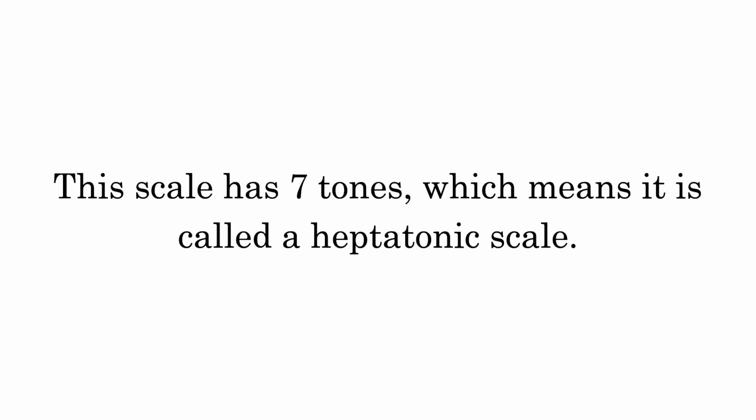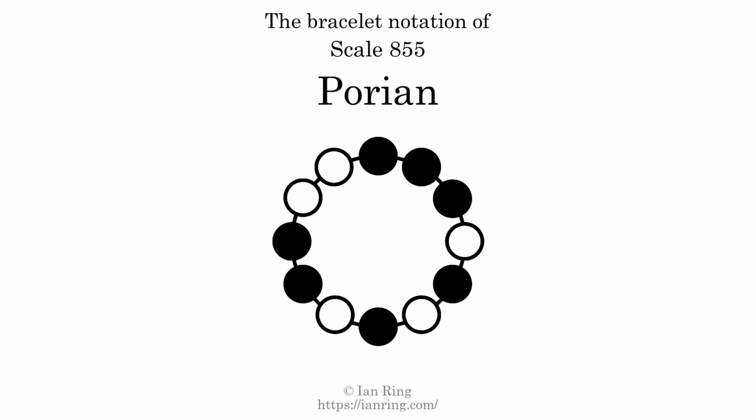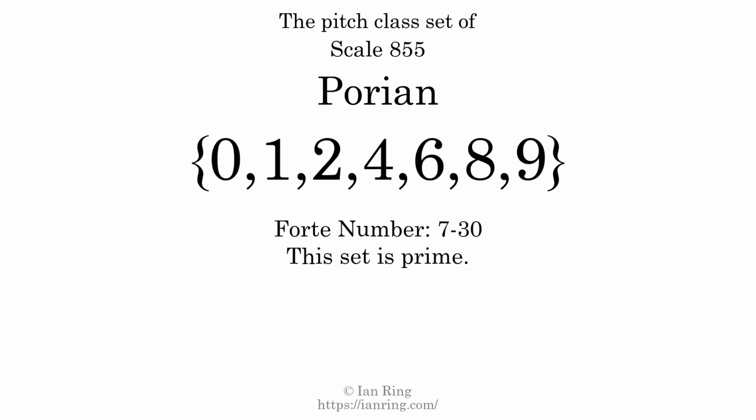This scale has 7 tones, which means it is called a heptatonic scale. This is a bracelet notation diagram of scale 855. The shaded circles represent tones that appear in the scale, and they are read clockwise, starting at the top. The pitch class set for this scale is 0, 1, 2, 4, 6, 8, 9.